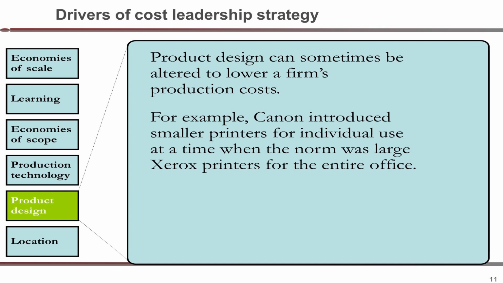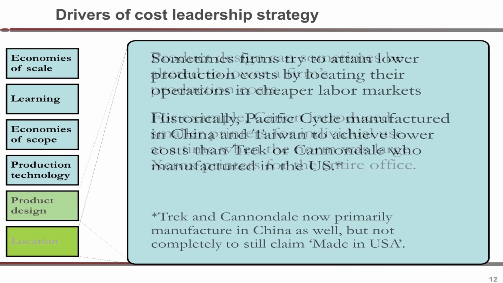Product design. Sometimes you can change the product in such a way that it lowers your costs. For example, Canon introduced smaller printers for individual use, what we're very used to today as a personal printer or something that you would put in your office. But at the time, the norm was these very large Xerox printers for the entire office, the size of copy machines. By creating that smaller printer, they were able to bring down their production costs and compete with Xerox by changing the overall design they were going for.